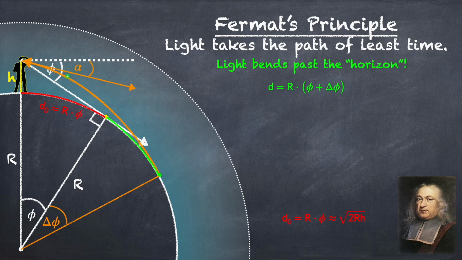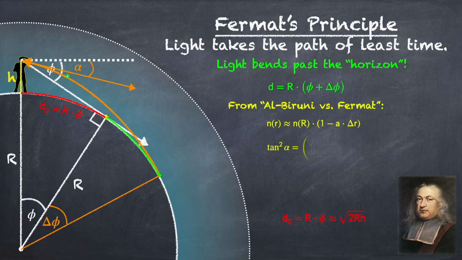In a previous video titled Al-Biruni versus Fermat, I showed that this same bending of light resulted in an error in Al-Biruni's method for measuring the radius of the Earth. And in that video, using an approximation for the index of refraction, I actually derived an expression for tangent squared of alpha. So here, the index of refraction is a function of the radial position, which is the distance from the center of the Earth.